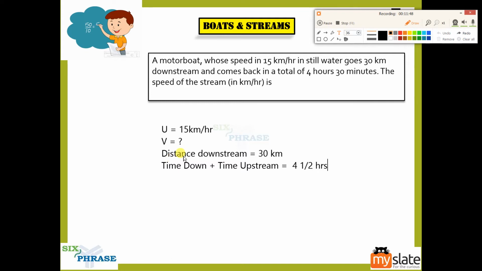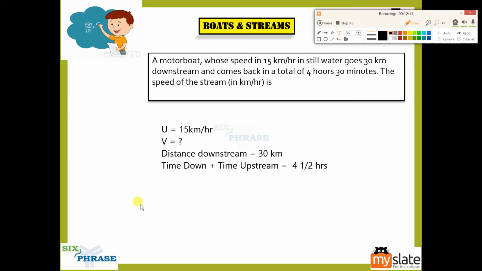So you have to find the speed of the stream, guys. You have to find V. Here is why I say these problems come under time, speed, and distance, because here we are going to be using the time, speed, and distance formula.